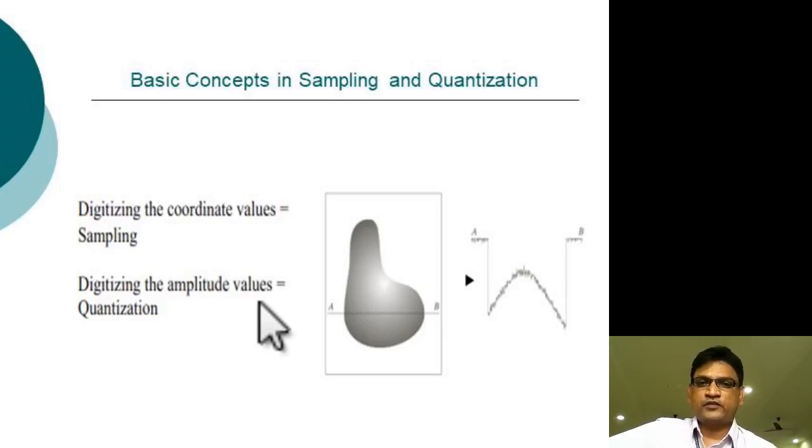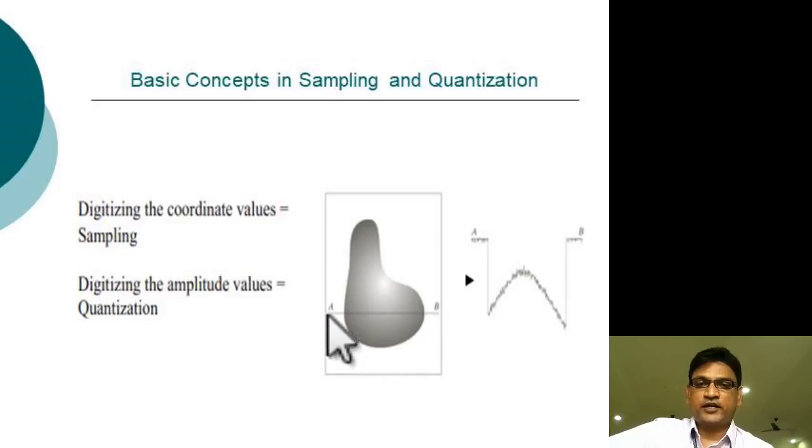In this image, digitizing the coordinates x and y is called sampling, and digitizing the amplitude values is called quantization. Here we have taken an analog image, and over this analog image we are considering a line segment AB. Now what we are going to do is plot the intensity values of all the pixels which are lying on this line segment.